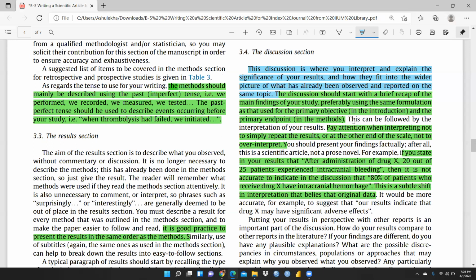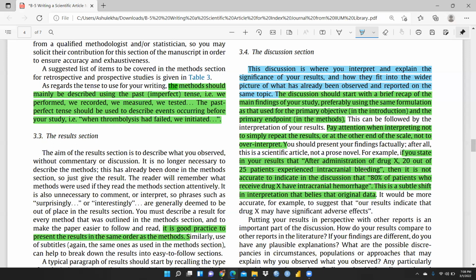The discussion should start with a brief recap of the main findings of the study, preferably using the same formulation as that used for the primary objective in the introduction and the primary endpoint in the methods.